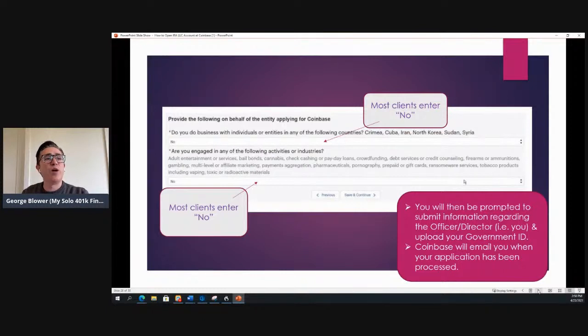Additional questions are then asked about whether you do business with individuals or entities in a certain list of countries. 99% of the time, the answer should be no. Then the question asks if you're involved in a certain list of activities or industries. Again, most clients enter no. So then you'll be prompted to submit information regarding the officer or director. So that's you, as well as upload your government ID. Coinbase will then email you when your application has been processed.